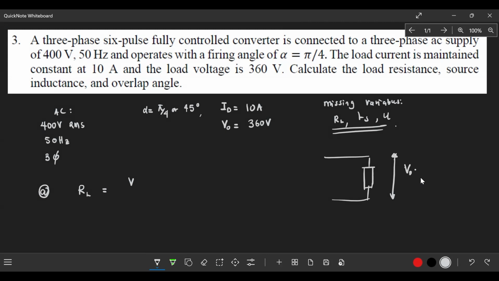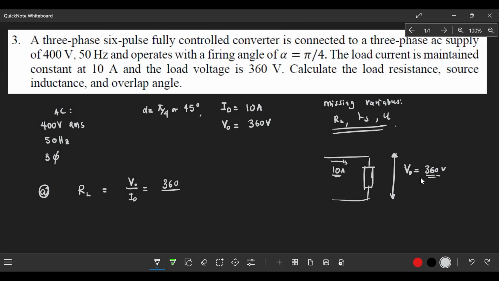So this is the output voltage, 360 volts. And this is a load. You also have the current flowing through that load. You are given that it's a constant current of 10 amps. So you know the current, you know the voltage, you can find what? The resistance. So it will be VO over IO. VO is simply 360 volts.